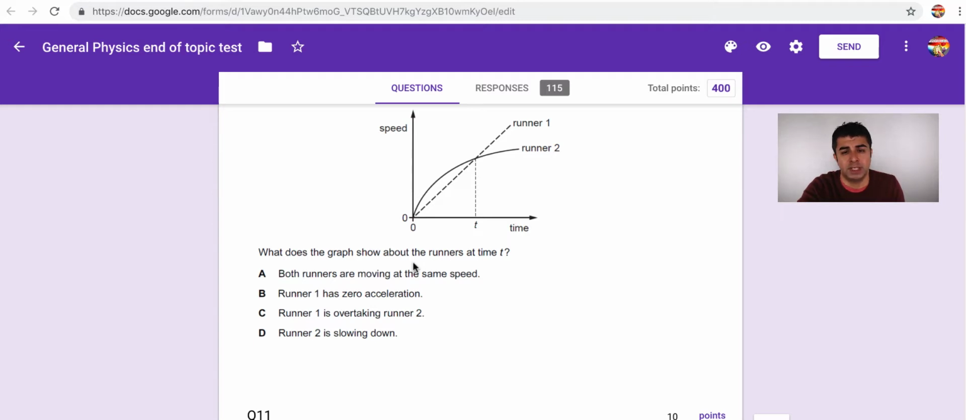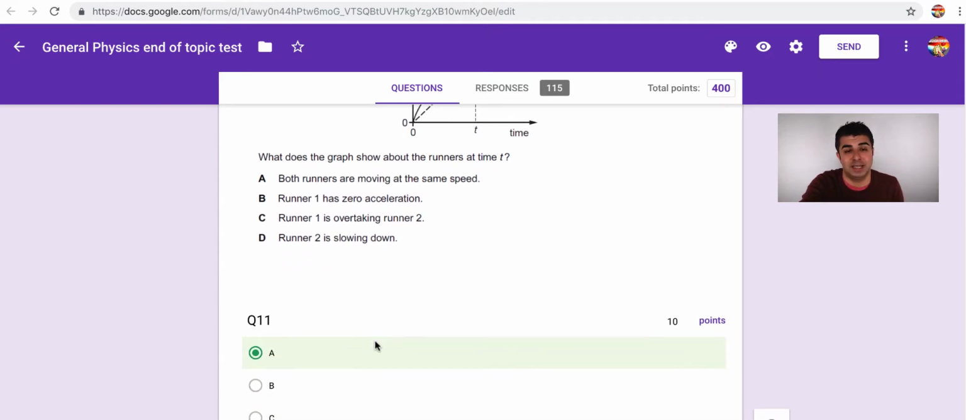Now, to say that runner 1 has zero acceleration quite clearly isn't correct. He has constant acceleration. Runner 1 is overtaking runner 2. Well, you don't know that unless you know the distance that they've travelled. And runner 2 slowing down? No, he is not slowing down. Basically, the runner is heading towards moving at a constant speed. So the answer here is A.